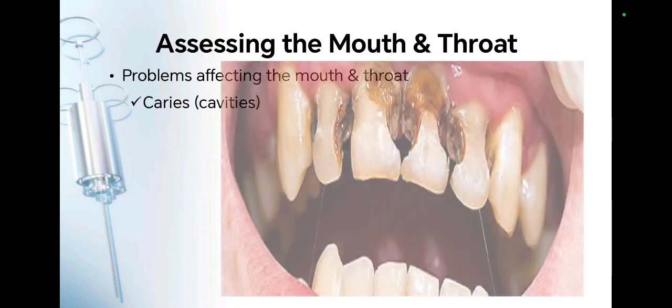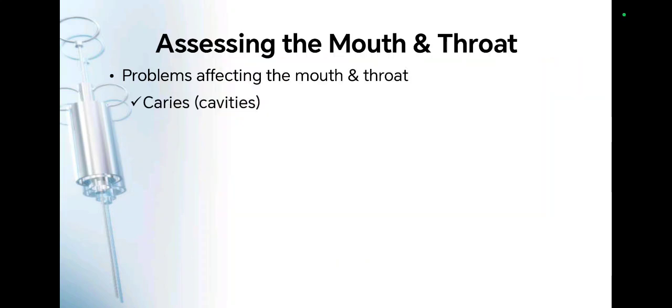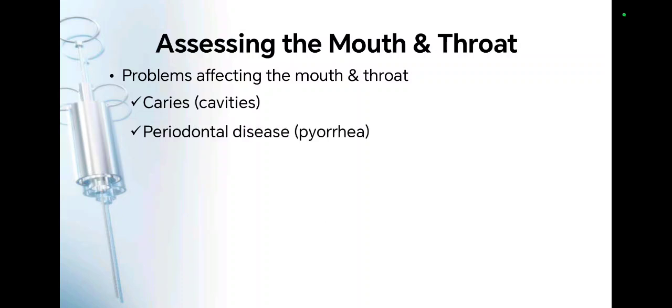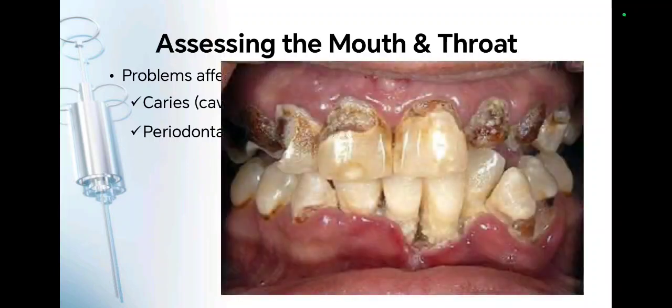Now, let's proceed to assessing the mouth and throat. There are different problems that may affect the mouth and throat that you can observe in an actual patient. We have dental caries or cavities, for example. We also have periodontal diseases or pyorrhea.